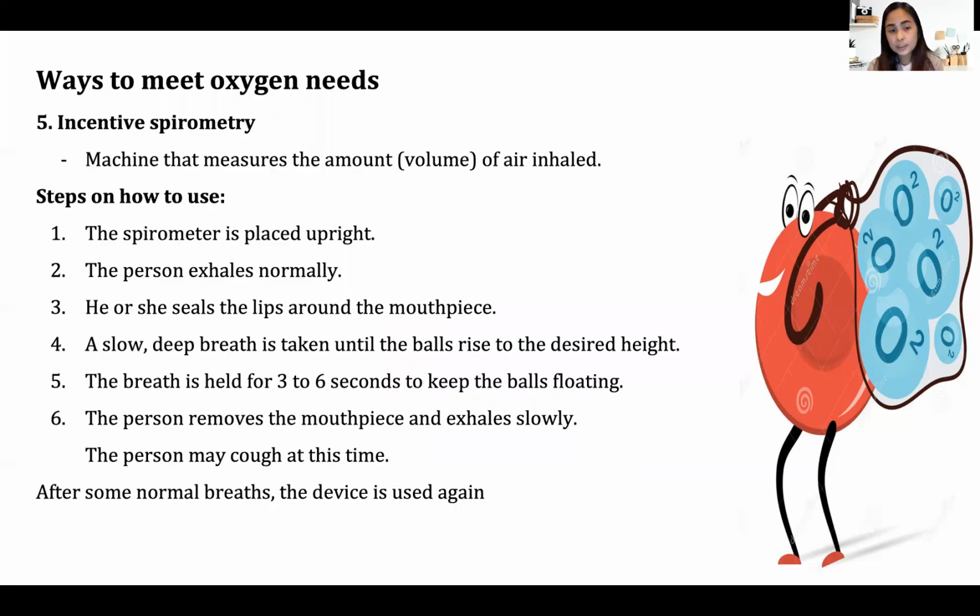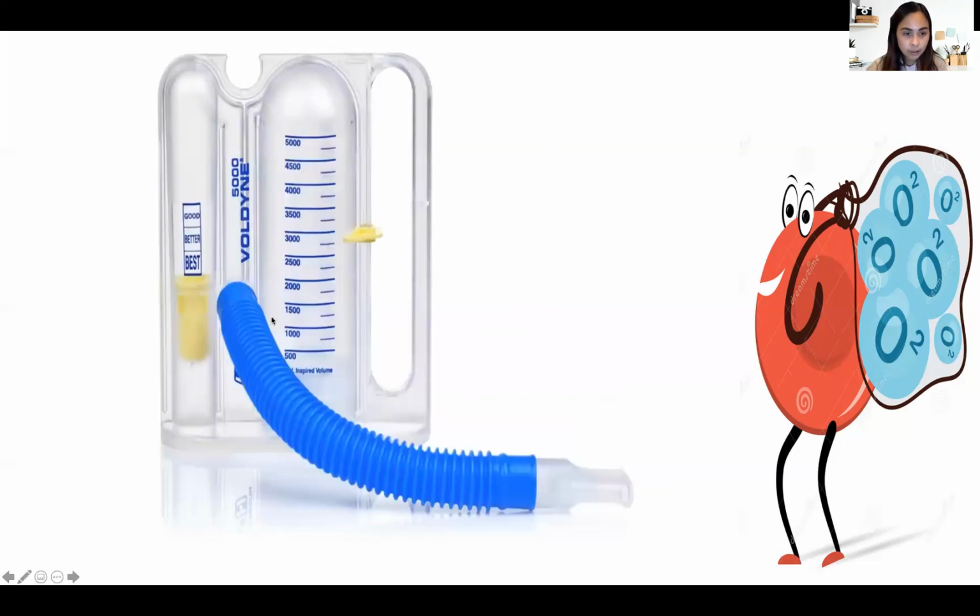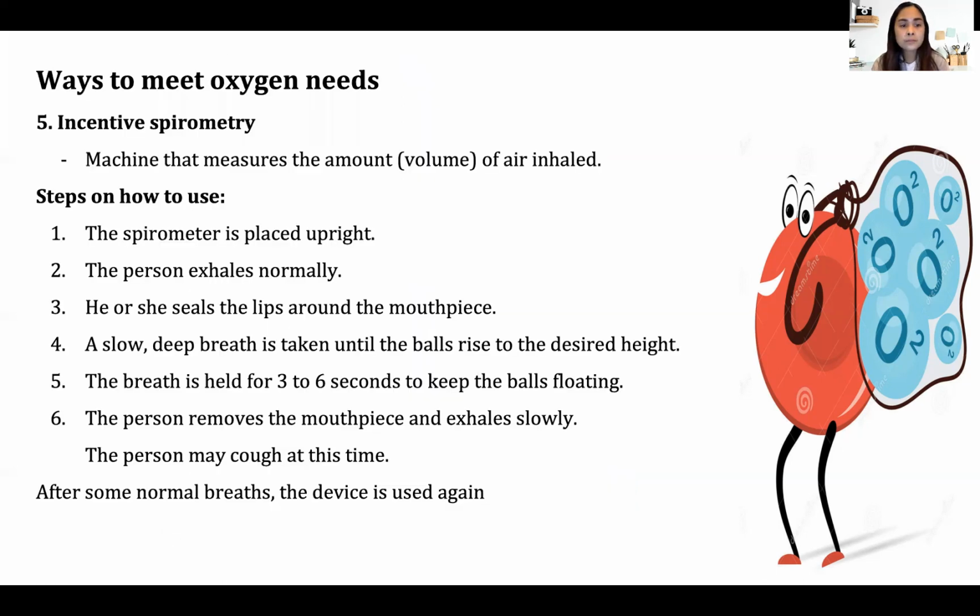So how to use this? The spirometer is placed in an upright position. The person exhales. Normally, he or she seals the lips on the mouthpiece and a slow, deep breath is taken until the ball rises to the desired height. So you will see a ball here, the yellow one, it should rise, okay? It should rise slowly as long as you are doing this. So it means that your lungs are expanding.